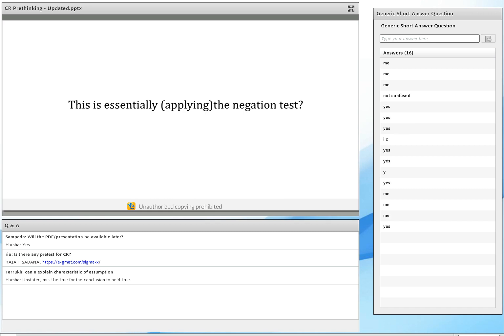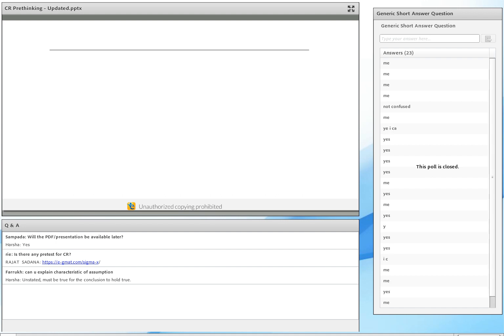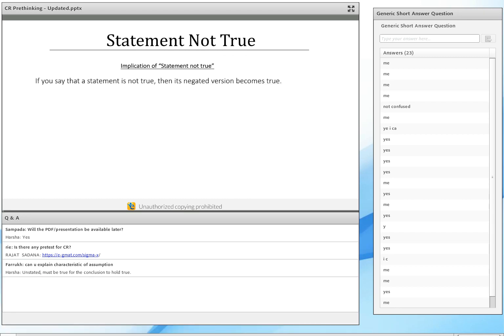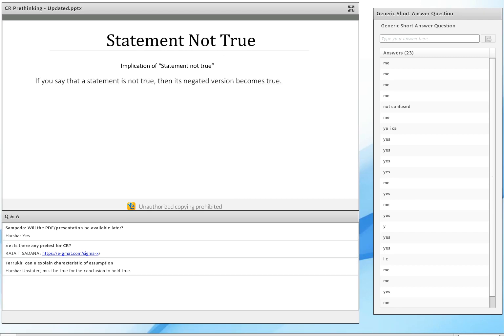All right, so let's take some examples. This is a really important concept. A lot of people, when they're learning critical reasoning, don't learn some of the very basics of statements before they move on to arguments. This is really important to understand. So the key thing is, if you say a statement is not true, then you are also saying that its negated version is true. Let's look at some examples.